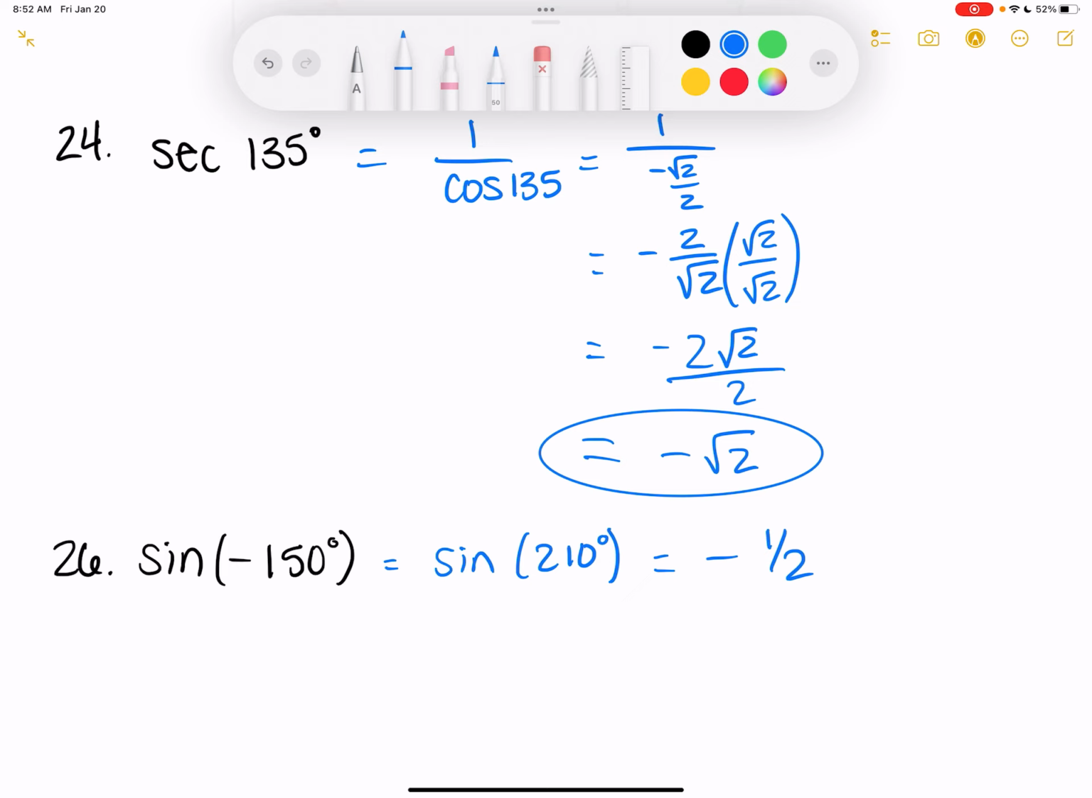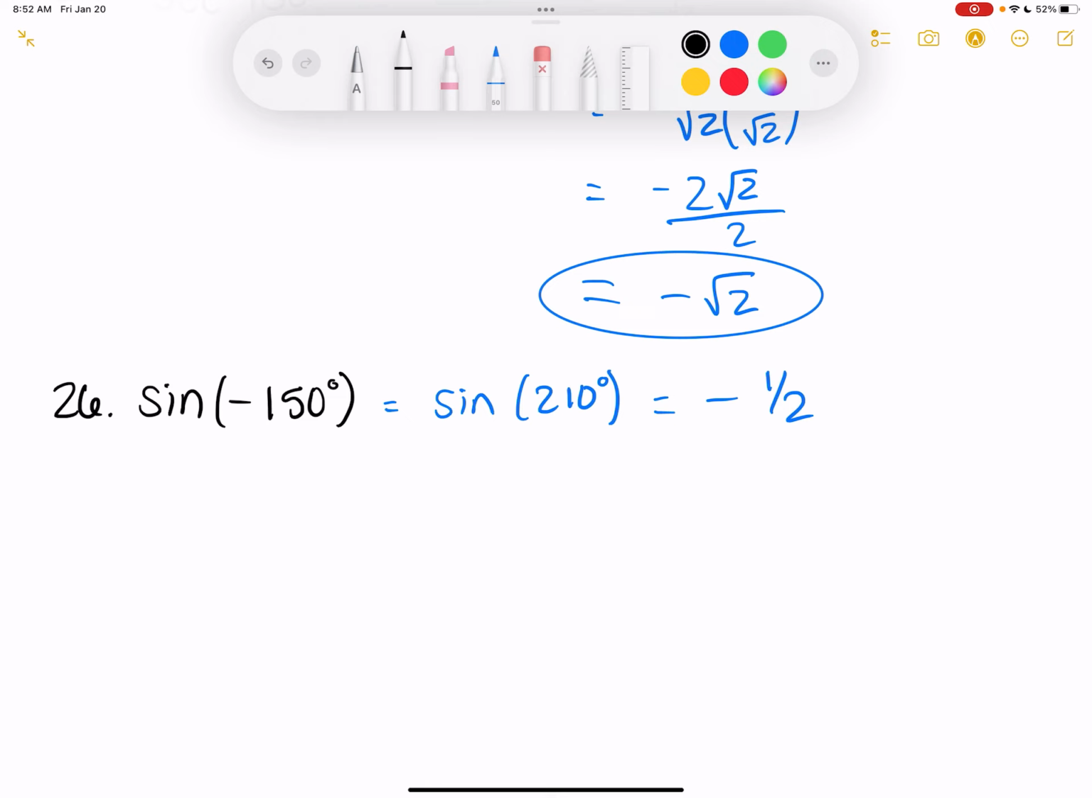All right, just for the sake of some stuff that I want you to see, I am going to end up doing a couple odd ones, just because I want to go over some stuff with those. So 27 is the cosecant of minus 420 degrees.